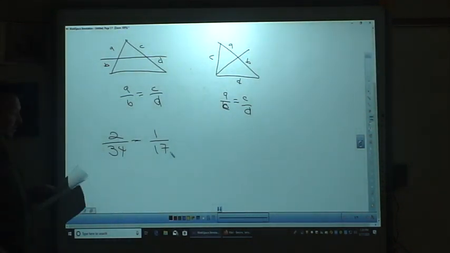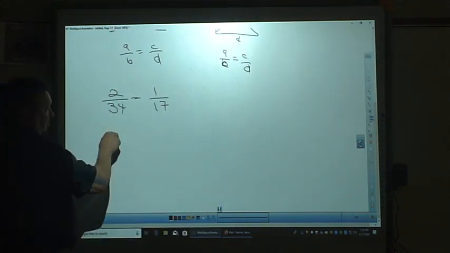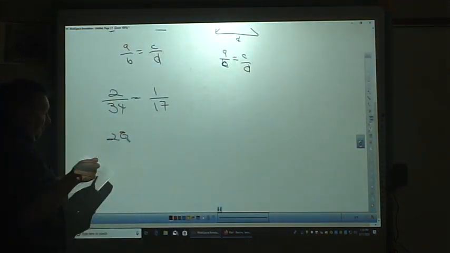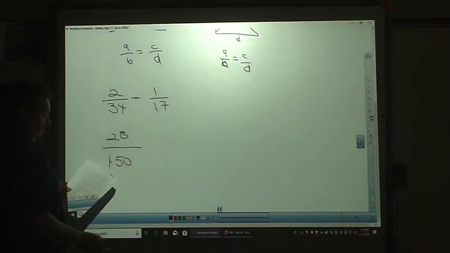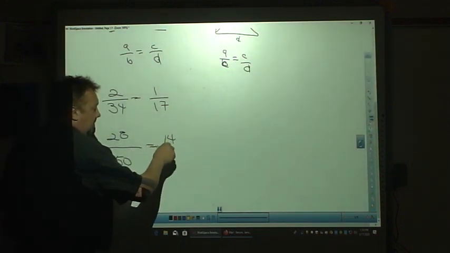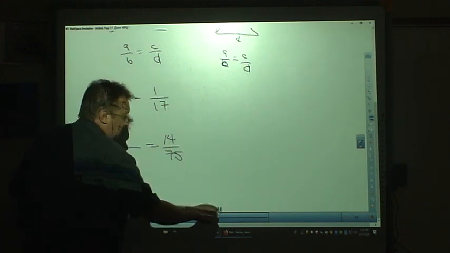For number 3, the width is 28 inches to 12 foot 6 inches, which is 150, which means you would have 14 to 75.